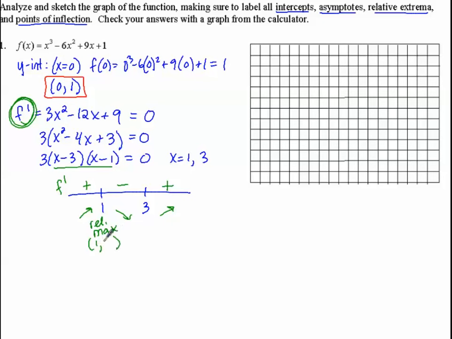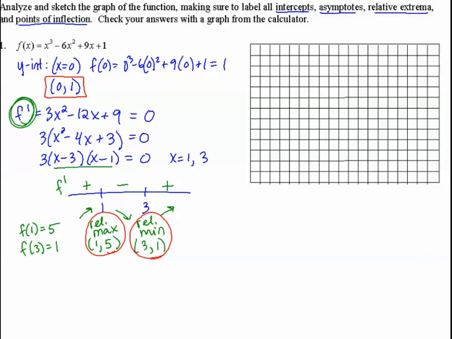What's the y coordinate? Well, we have to plug that in. Plug in 1 into the original function and come out with 5. F of 1 equals 5. Another spot of something critical happening is at 3. This one is a relative min. The x-coordinate is 3. Plug in 3 into the original function. 3 plugged in here gives me 1. So 3, 1 is a relative min. So again, points that are essential, I'm highlighting, I'm circling so that I notice them.